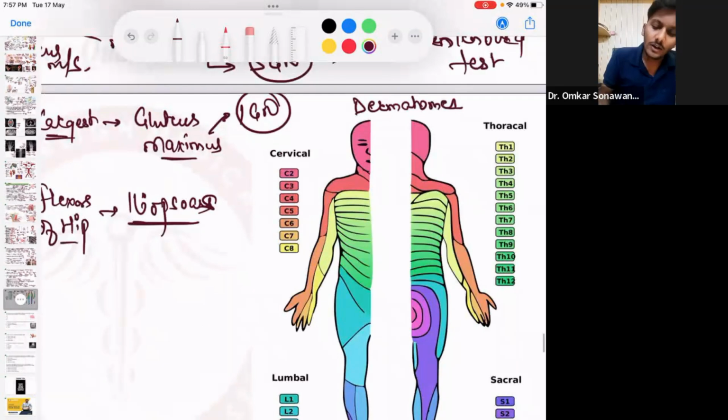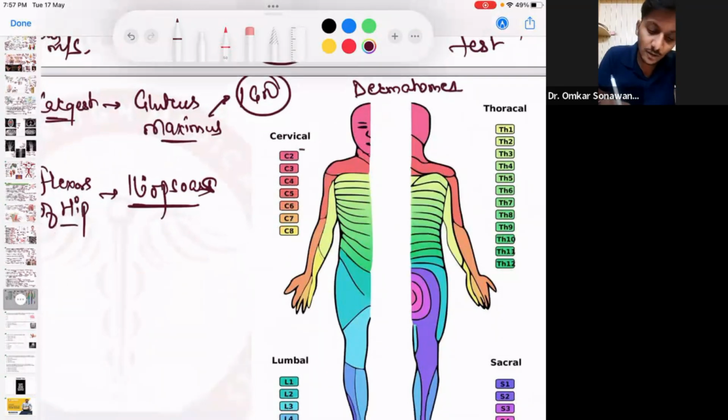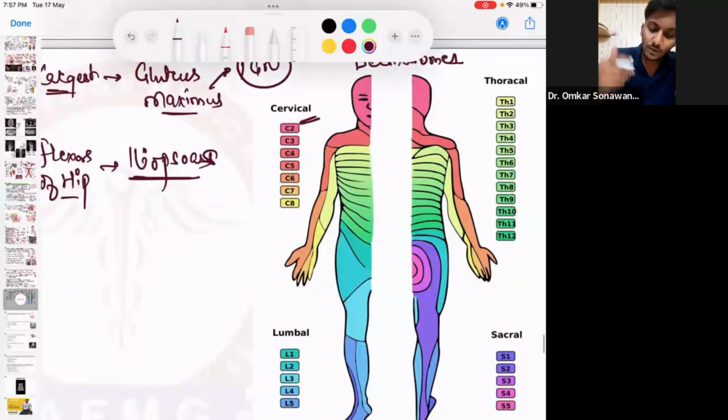ठीक है. So अगर face देखोगे तो face is usually by the C2. So the nerve loop which is formed by the cervical nerve roots is known as ansa cervicalis. याद रखना, ठीक है? So C2 is usually the face. C3 is the neck. C4 is the supraclavicular region.